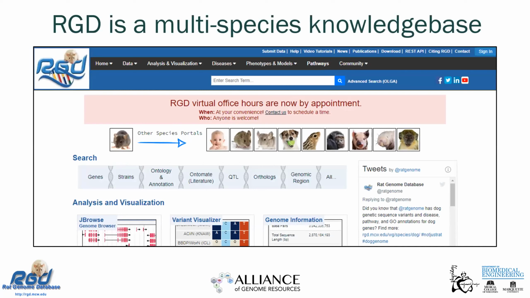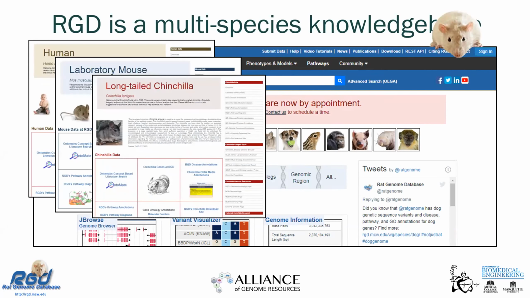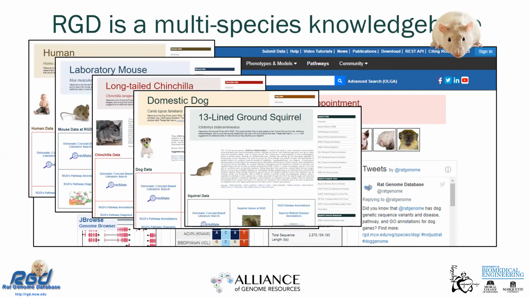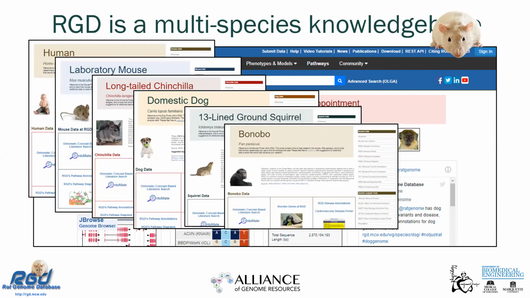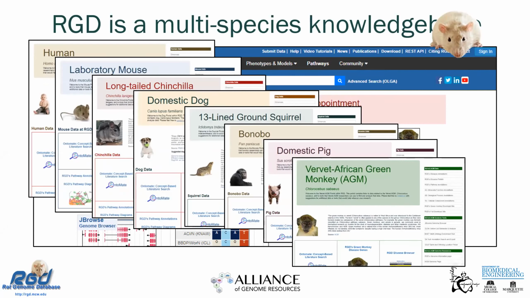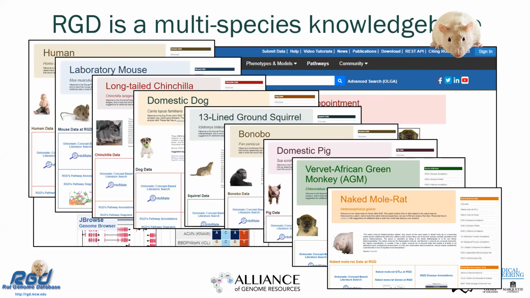So RGD is the Rat Genome Database, but we are more than just rats, and we're more than just genomes. RGD is actually a multi-species knowledge base, and we have data for rat, obviously, but also for human, for mouse, for chinchilla, for the domestic dog, for 13-line ground squirrel, bonobo, pig, pig as a biomedical model, not pig as an agricultural animal. And then most recently, we've added the African green monkey and the naked mole rat to our group.